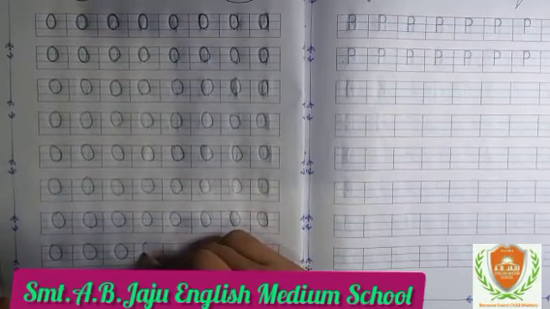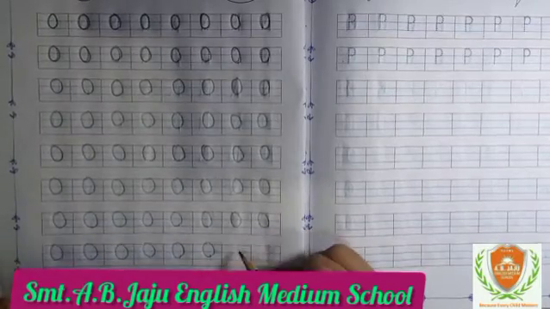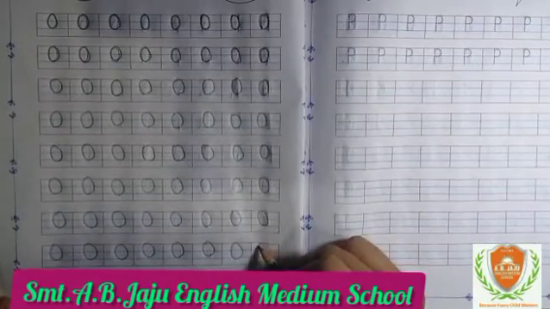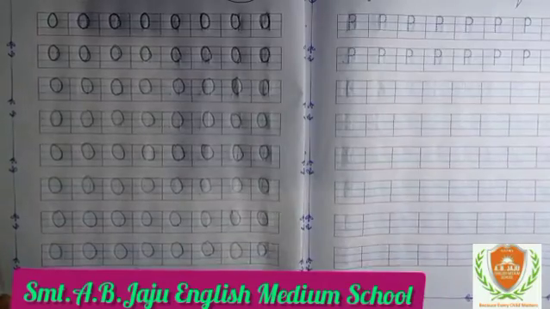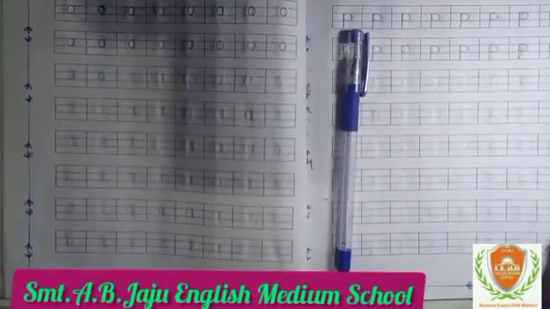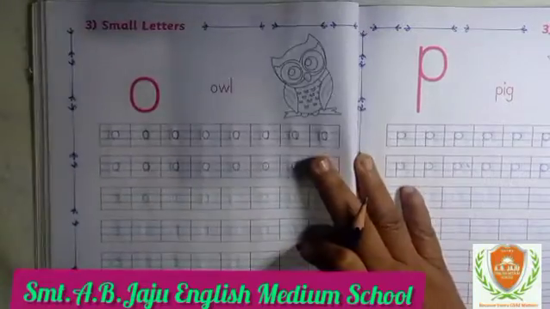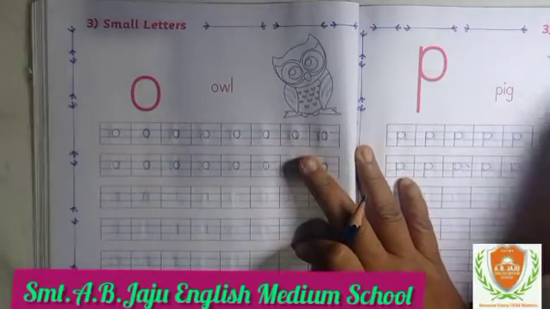Capital O. Say it again and again. Repeat again and again. Write capital O in the practicing English book. Now turn the page, to page number 52. Here you have to write small o.